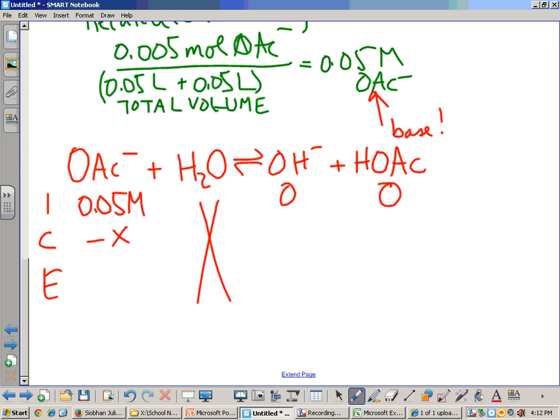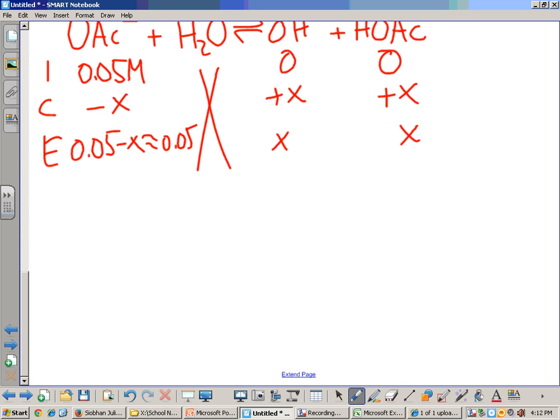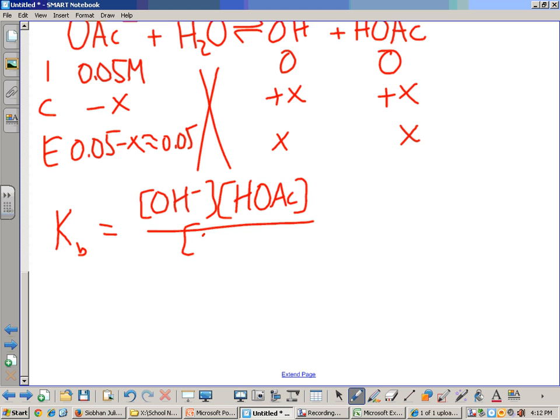Change: minus X, plus X, plus X. Acetate ion concentration, 0.05 minus X, approximately 0.05, X and X. Now we're going to go to the expression. This is a base, so this is Kb. Writing the expression. That's the expression.